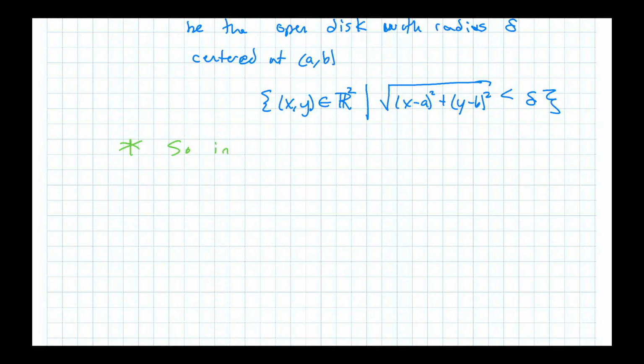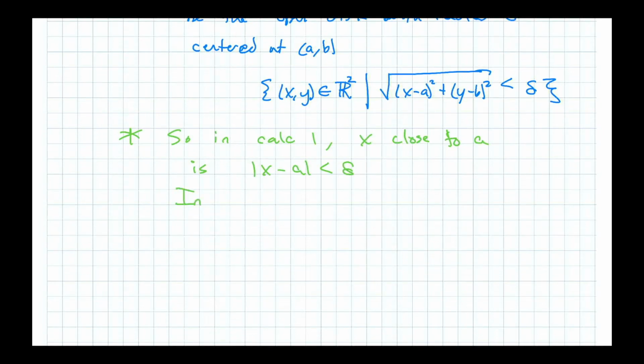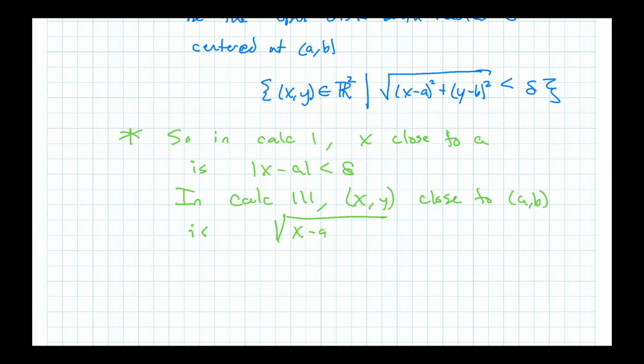So in calc one, x close to a is x minus a less than delta. In calc three, xy close to ab is x minus a squared plus y minus b squared less than delta.